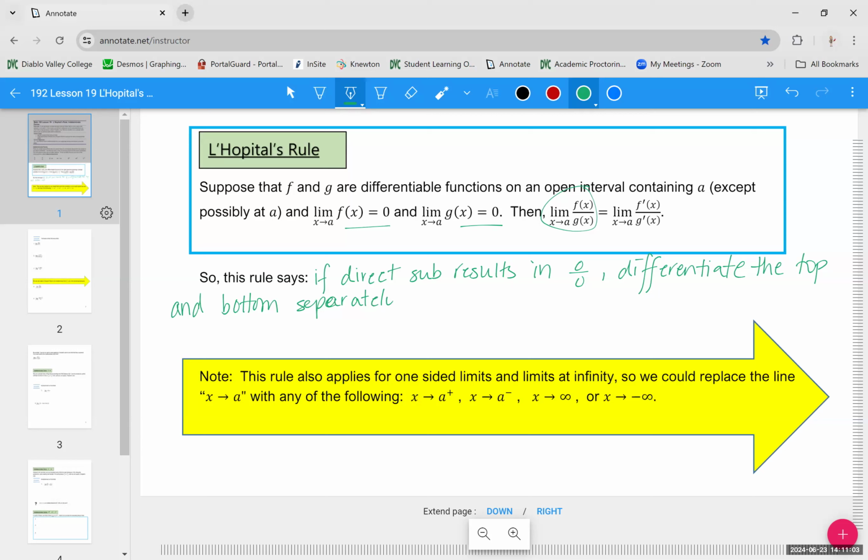I don't know how to spell that word. You'll figure it out. You'll notice that if you look at this, it's just f prime over g prime. We're not doing a quotient rule. It's no low-d high. It's not the derivative of the whole thing. It's just the derivative of the top over the derivative of the bottom. I just want to make sure that that's clear. This is not using the quotient rule. Okay. And then try direct sub again.